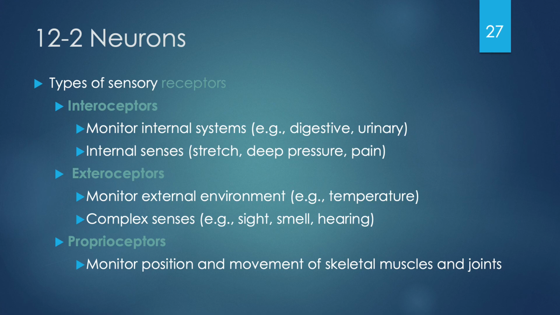Exteroceptors are going to monitor our external environment, so they'll sense things like temperature. They are also important in complex senses like sight, smell, and hearing because they help us to understand and adjust to our external environment. Now, proprioceptors are different in that they monitor our position in space and time and the movement of our skeletal muscles and joints. The way that I've always thought of proprioceptors is if you ever watch LeBron James or, select some famous athlete of your choosing, you'll notice that these really amazing athletes have a fantastic ability to know exactly where the ball is in space and time.